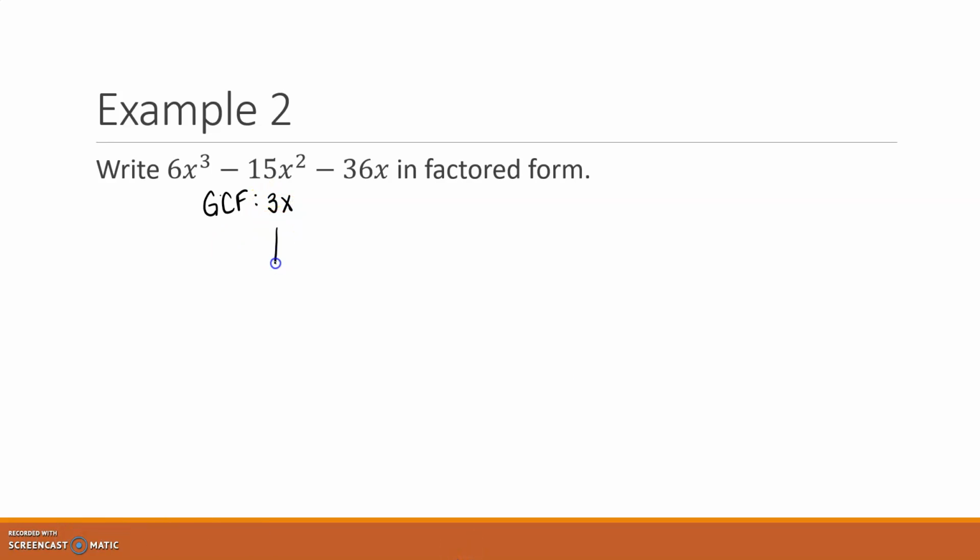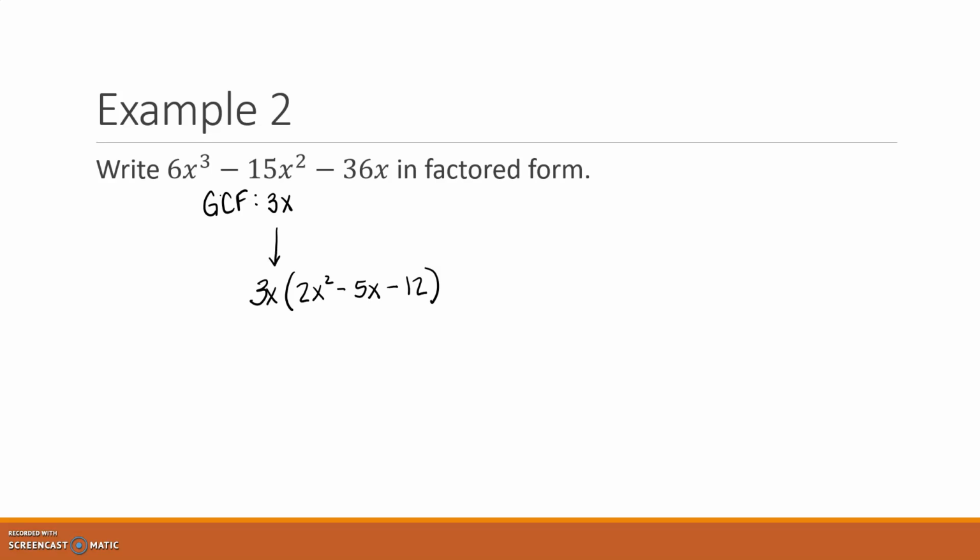And so what's going to happen is I'm going to bring that 3x down, and it's going to go in front of my parentheses. And when I take out a 3x, I'm left with 2x squared minus 5x minus 12. And I can double check now. I don't have any like terms. This one doesn't have an x. 5 is not divisible by 2, so that is factored with the GCF.